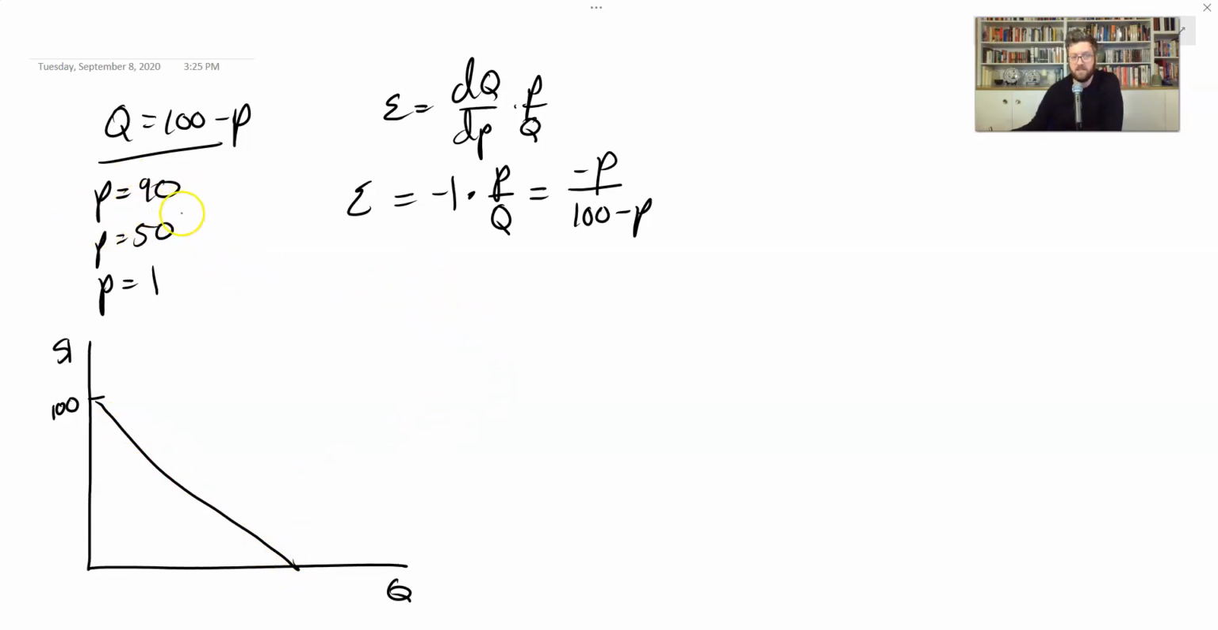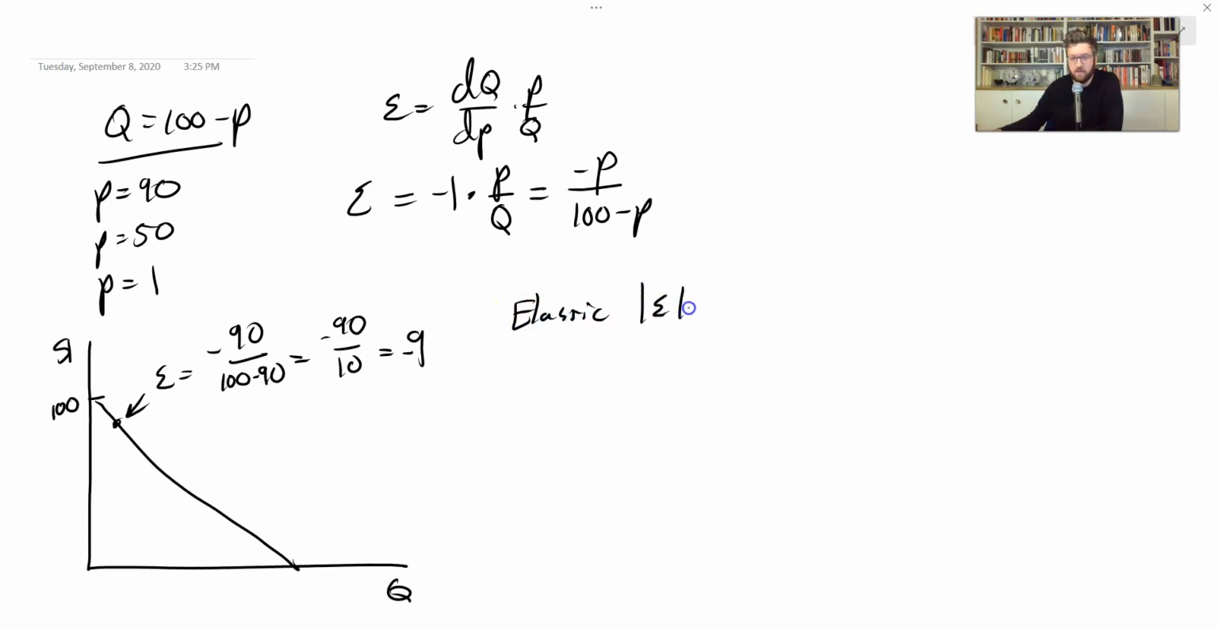If the price is 90, the elasticity is equal to -90 divided by 100 minus 90, which is -90 over 10, or -9. Okay, so at the top, the market is really elastic. This is a term we use to say when the absolute value of the elasticity is greater than 1. Since it's negative, that would mean the actual value is less than -1. It's just a big number with a negative sign in front of it.